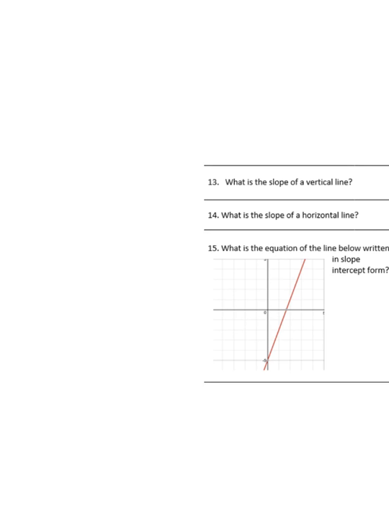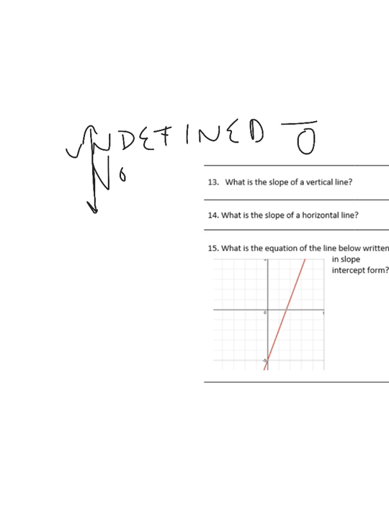And finally, we have the easiest questions of the group, the vertical and horizontal lines. So the slope of a vertical line that goes straight up and down is said to have either no slope or it is undefined. Of course, undefined would mean that you have zero in your denominator. So that's what a vertical line is.